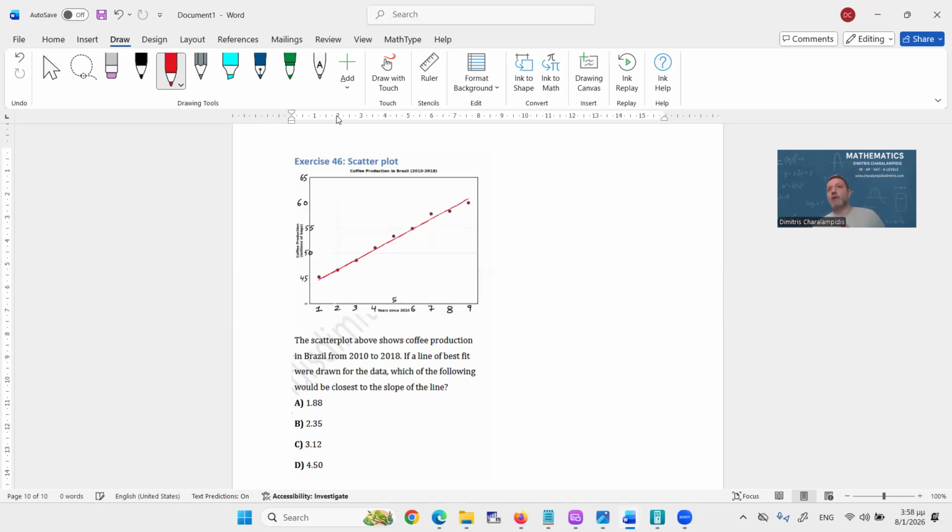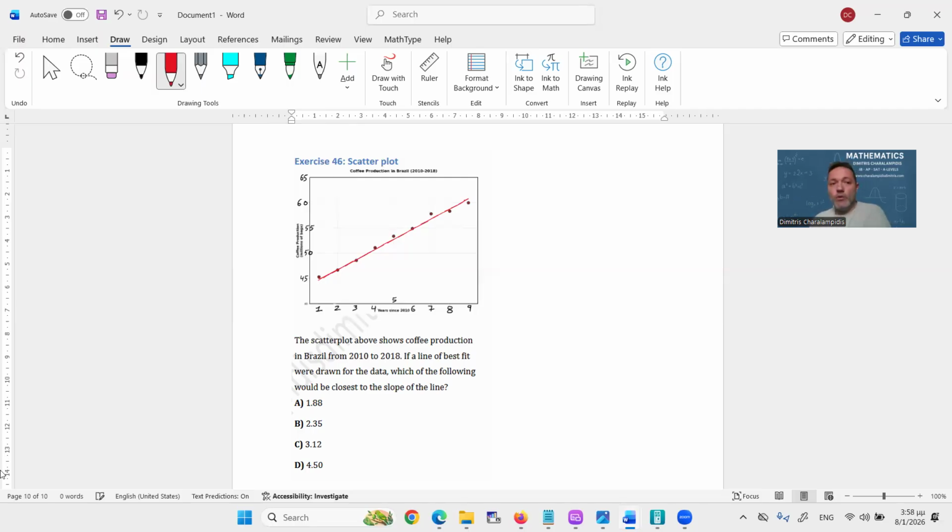Remember that a good line of best fit when drawn by hand should split the original set of data in smaller equivalent subsets. This means that we have pretty much the same number of points above the line and below it. And of course, it should always follow the flow of these points.